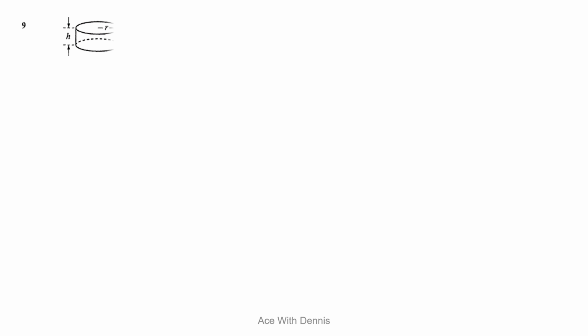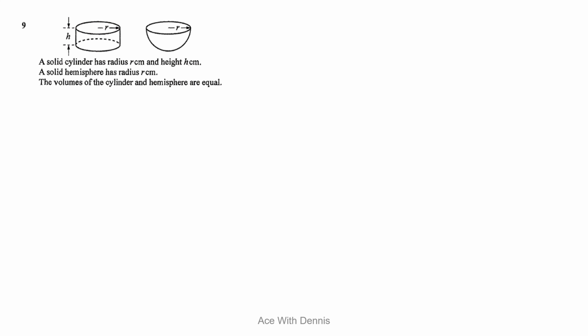Question 9. Given this diagram, a solid cylinder has radius r cm and height h cm. A solid hemisphere has radius r cm. The volumes of the cylinder and hemisphere are equal. Work out in terms of r the total surface area of the cylinder. 3 marks.